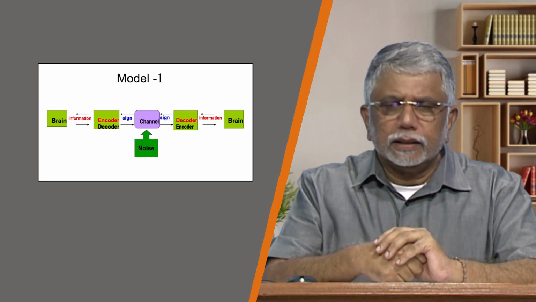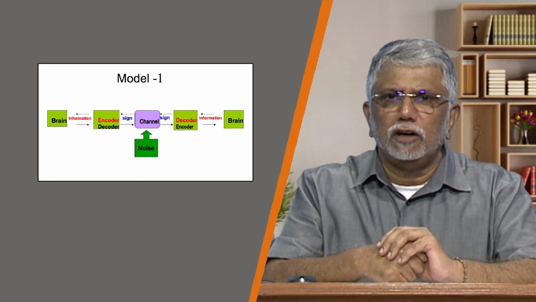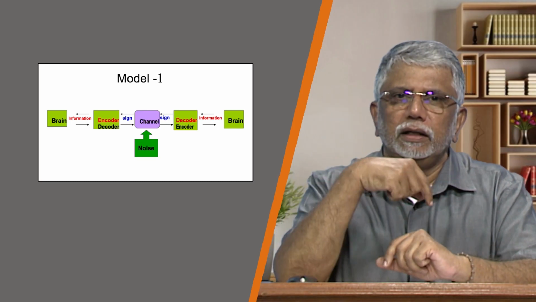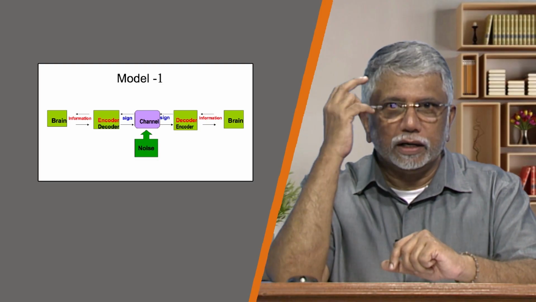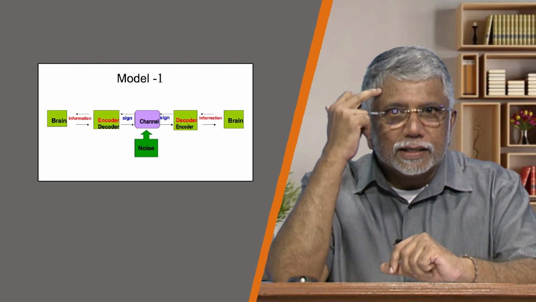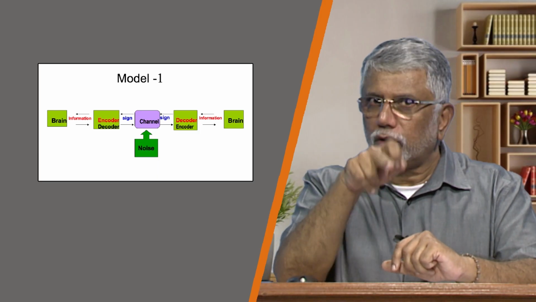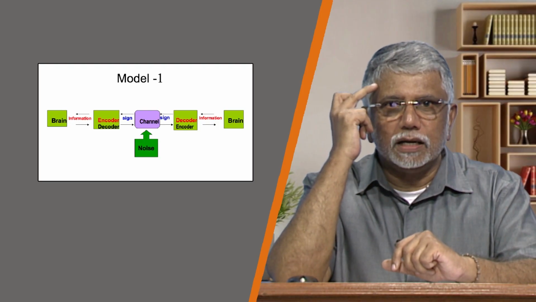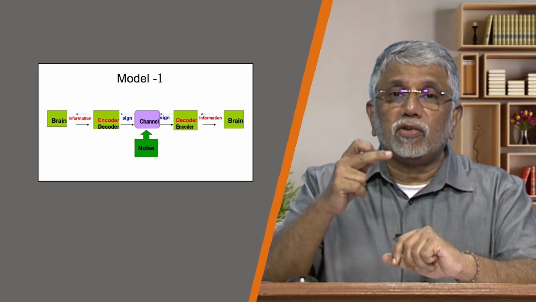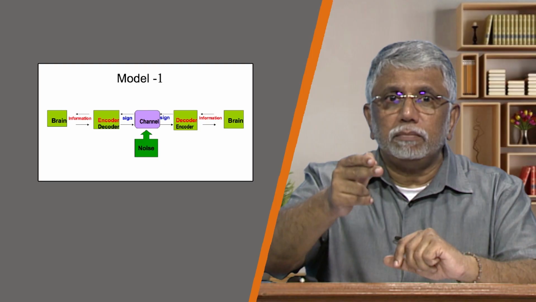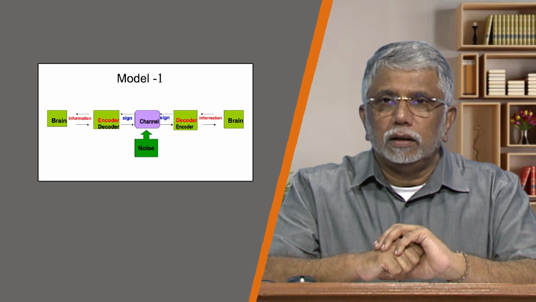The sender has thoughts, ideas, emotions, information to transmit. Right? These thoughts, ideas, emotions, information, whatever, originates in the sender's brain. The sender is one of the interlocutors. It originates in the sender's brain. Now, the sender wants to transmit them, convey them to the receiver. How can he do it? Well, there is only one way.